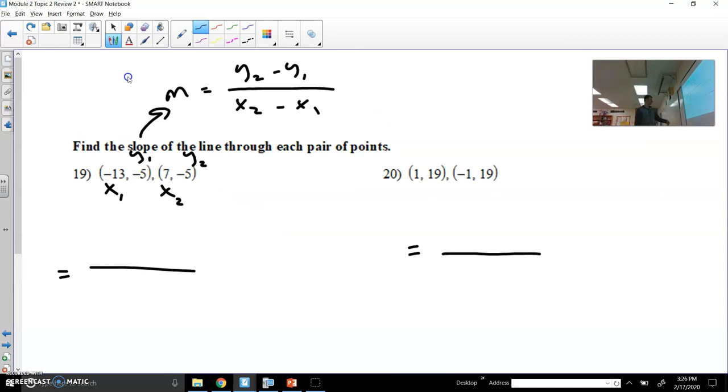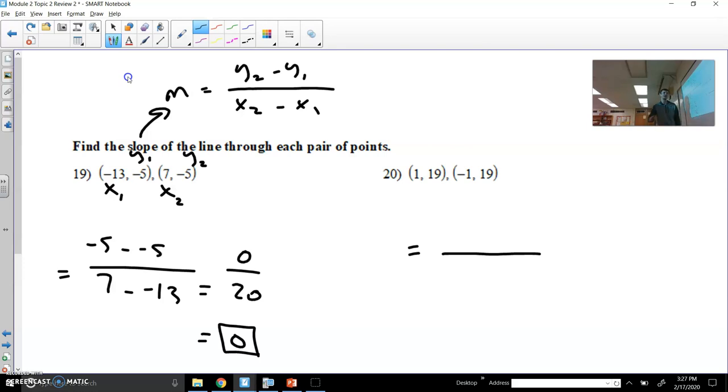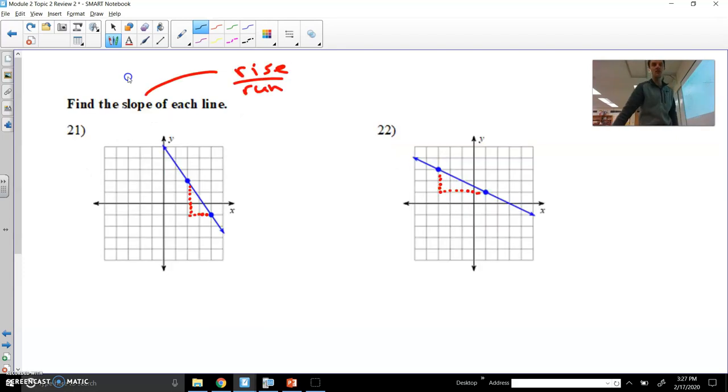Talk about slope for just the last 2 minutes or so. Rate of change, or average rate of change, using my formula, y2 minus y1 over x2 minus x1. And so it looks like for this one, you're going to end up getting 0 over 20. And we really want to make sure that we understand that that is 0. Don't leave it 0 over 20. I'll let you try the second one on your own.